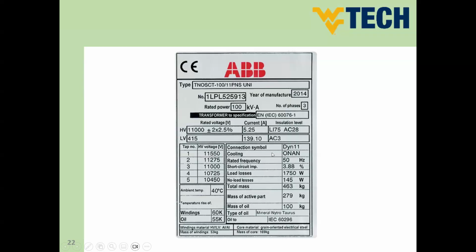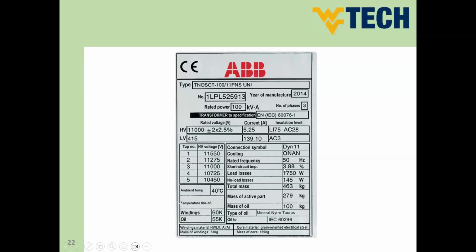So we will discuss also what the meaning of cooling of transformer. Rated frequency is 50 hertz. This is what I refer to, guys. So this is IEC standard. It's not American standard. For the American standard, you know that frequency is 60 hertz.